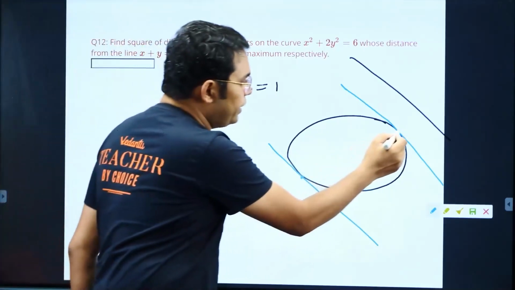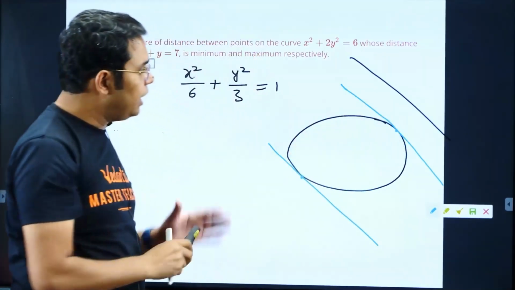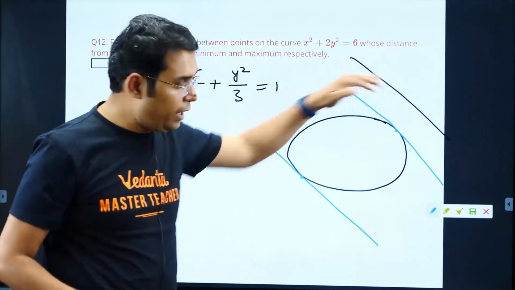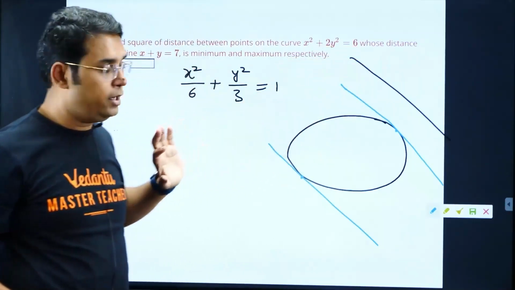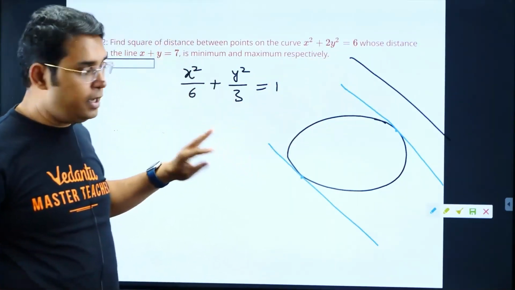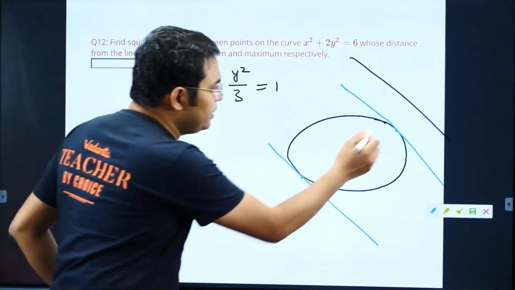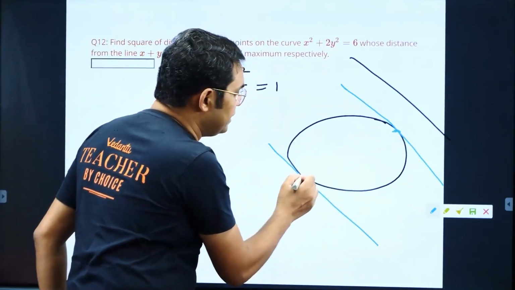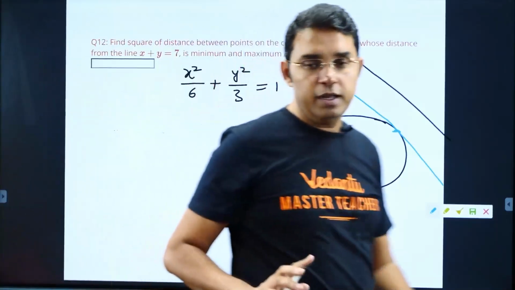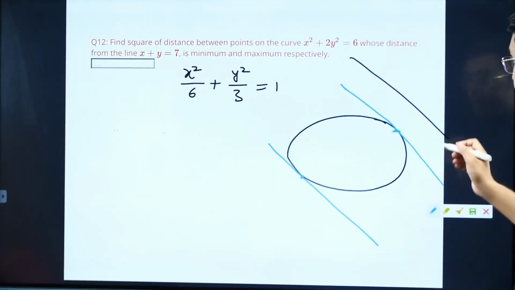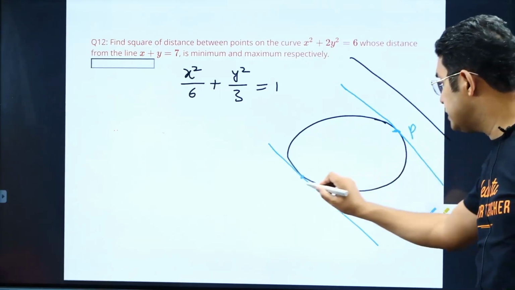So these 2 points where tangents are parallel to this given line will be nearest to this line and farthest to this line. So we can find these points, and then we will get the distance between these 2 points, and the square of that distance will be the answer. I think that is what we are given in this question.